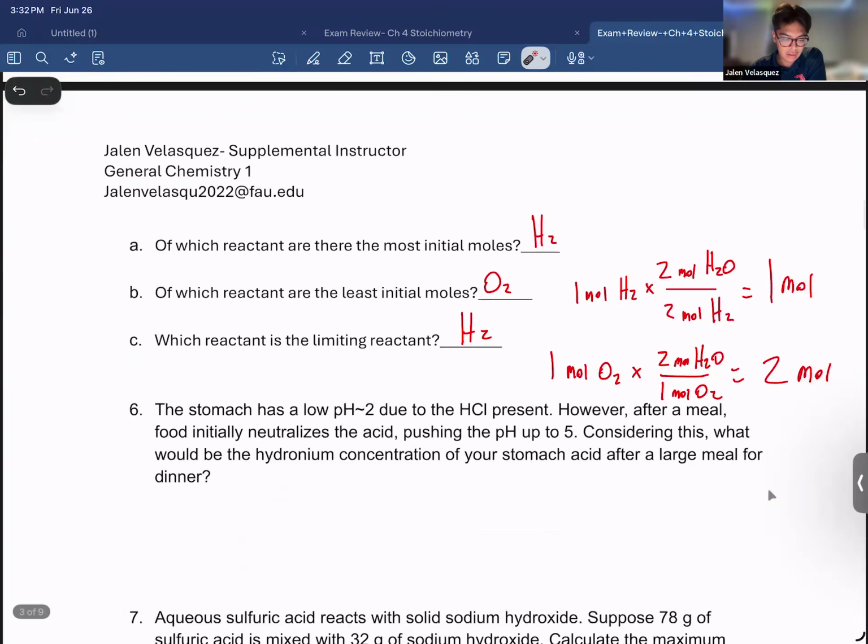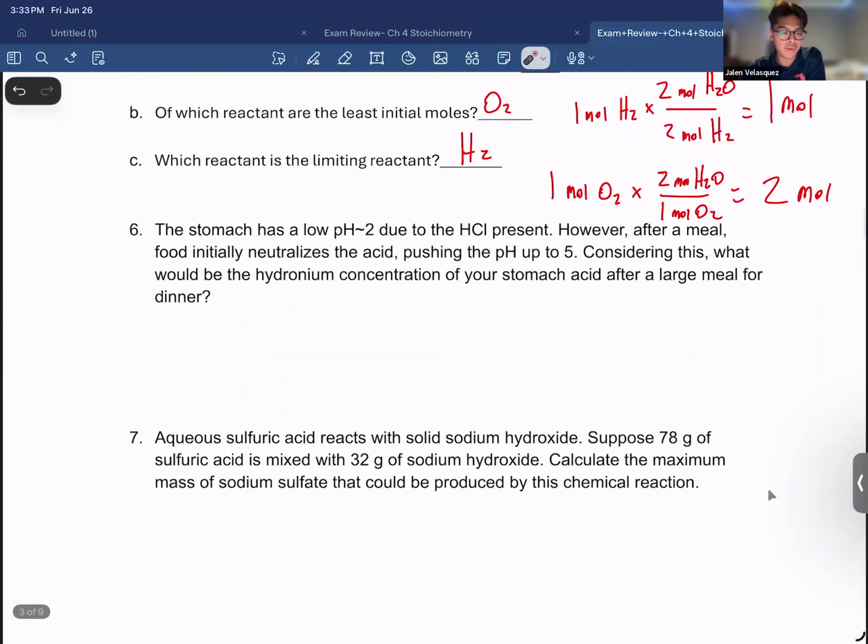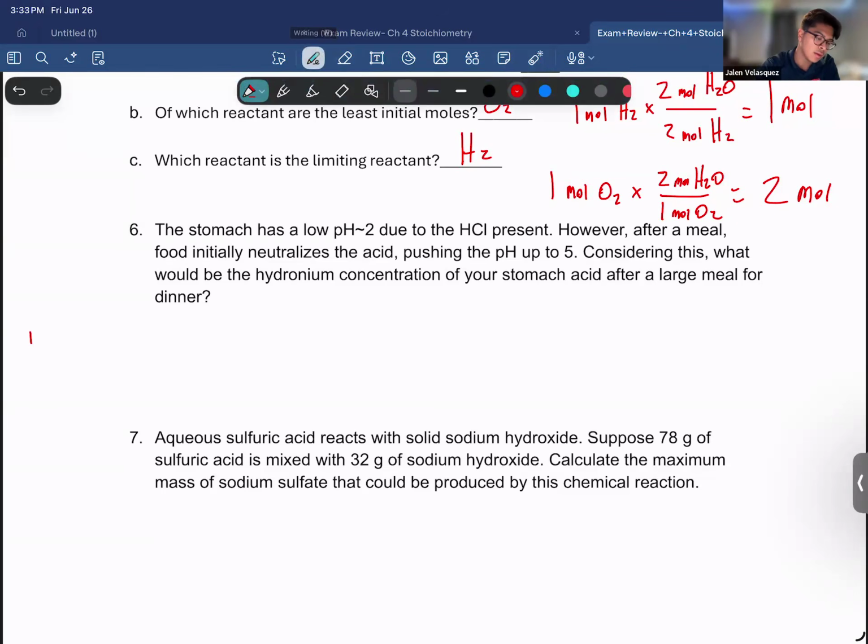Okay. Number 6 says the stomach has a low pH, which is around 2, due to the hydrochloric acid present. However, after a meal, food initially neutralizes the acid, pushing the pH up to 5. Considering this, what would be the hydronium concentration of your stomach acid after having a large meal for dinner? So all this question is asking you to do is go from pH to the hydronium ion concentration.